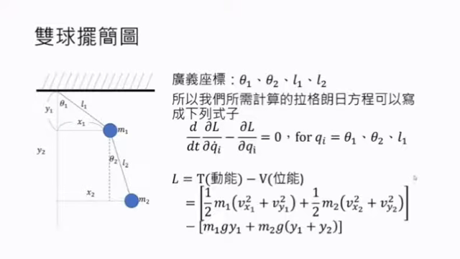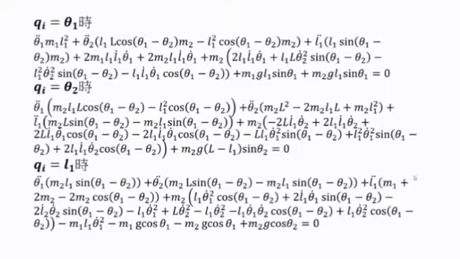The last thing is to talk about the Lagrangian quantity, which is the kinetic energy of the first ball plus the kinetic energy of the second ball, subtracting the potential energy of the first ball and then subtracting the potential energy of the second ball. The last is the three formulas we get when we put qi with three different parameters, and I'm going to explain the subsequent part of the program simulation.